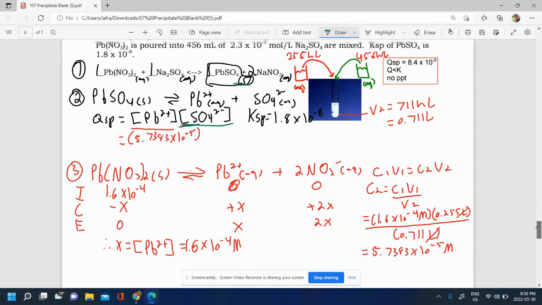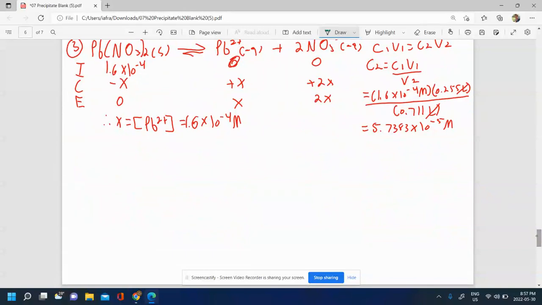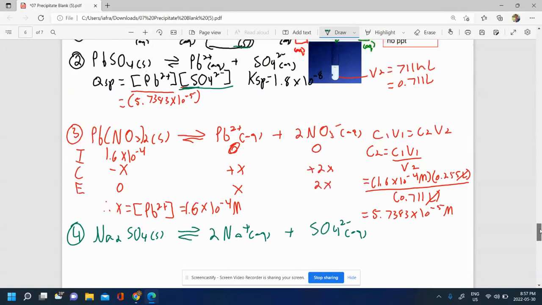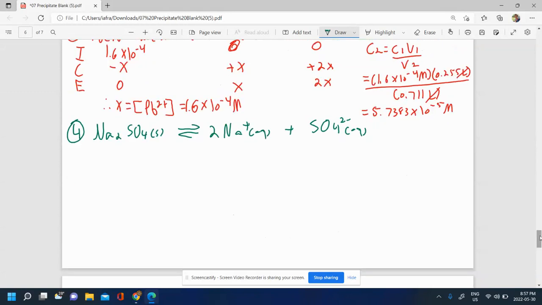So now we'll make our ICE table for the sodium sulfate. We have 2 sodiums. We don't really care about the sodiums because they're not in our precipitate. What we do care about is the sulfate, since the sulfate is in our lead sulfate. So we'll have our ICE table. This was 0 to begin with. This is plus 2x, plus x. This is 2x and x. We don't really care about the sodium again because it's not in our precipitate.